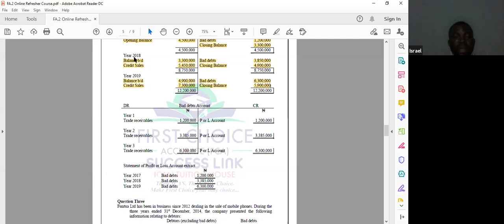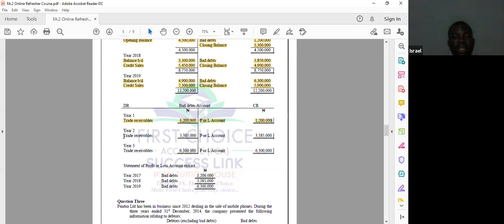That's why we have year one trade receivables to be 1.2. Then after that, at the end of the year, we do a total write-up to the profit or loss account. We now write the balance up to 1.2.